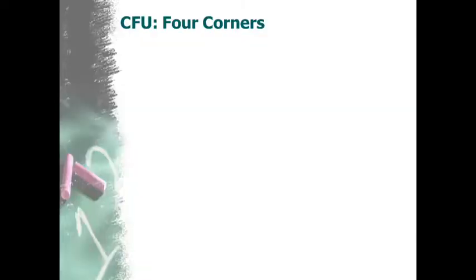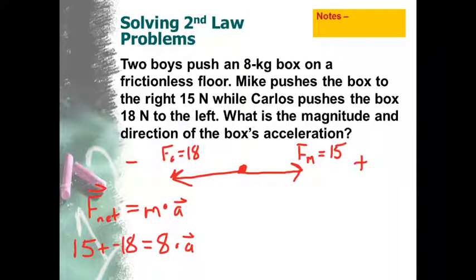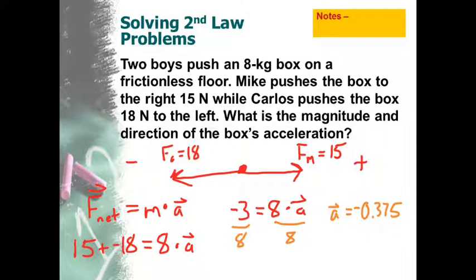So let's go ahead and solve this. On the left-hand side, we have 15 plus negative 18, that is negative 3, equals 8 times a. And of course, I solve this by dividing both sides by 8. And we get our acceleration. Our acceleration equals negative 0.375 if you want to convert it to decimal, and that would be in units of meters per second squared, since it's acceleration.